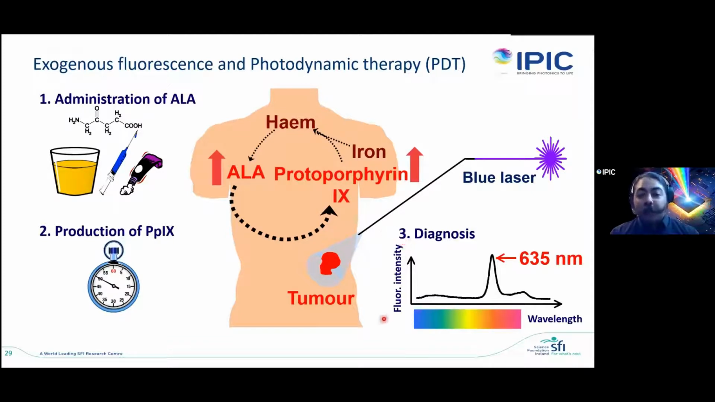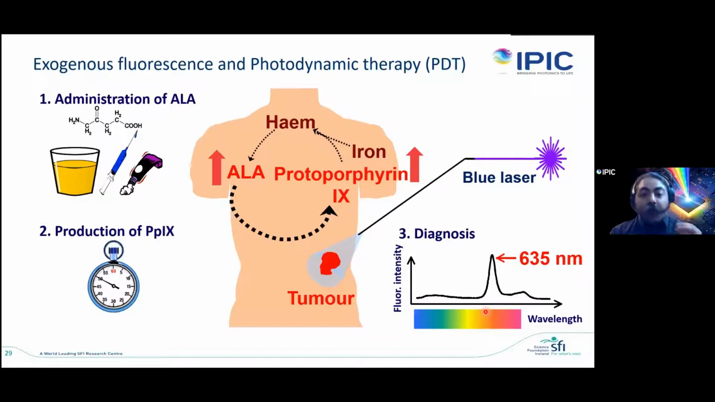From a diagnosis perspective, we see the fluorescence intensity over wavelength, which is higher at 635 nanometers when we are probing the tumor. And we can look for that spectral signature to check for the cancer margins in that application.